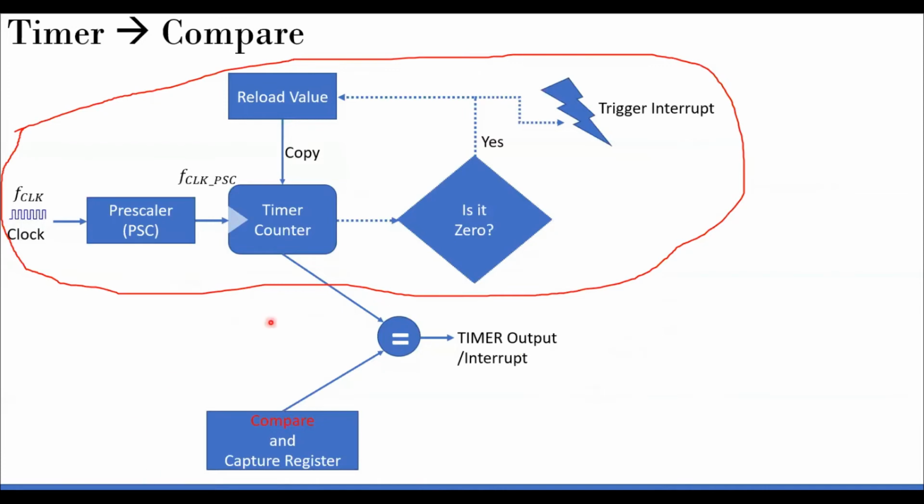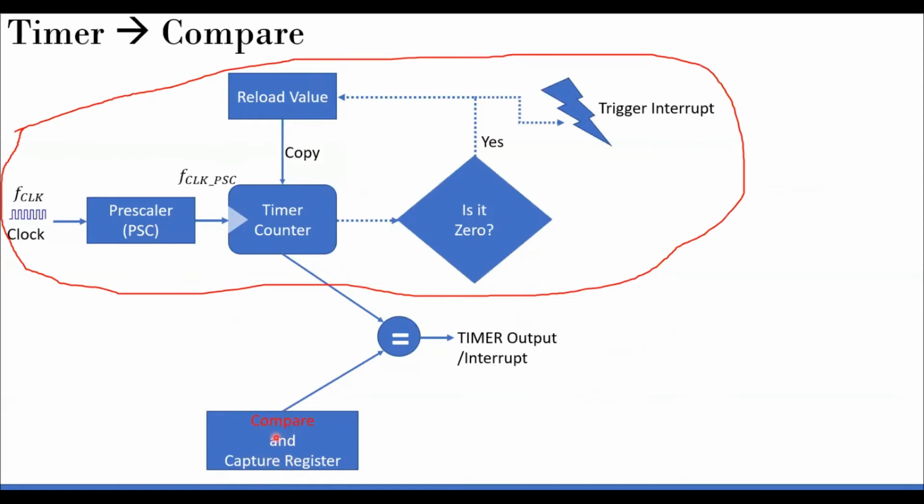Sophisticated part which is here, which is the compare part, and there is a register which is reused between compare and capture properties, but let's concentrate on compare. So you store a value here as a user. While you program, you write to a register which is a compare and capture register.